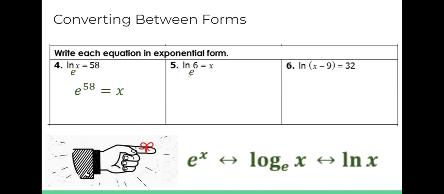So number 5, I have the natural log of 6 equals x. To rewrite this as an exponent, I toss in my base e: e to the x equals 6. And then number 6, again, this one's a little bit more complicated, I guess, because we have the parentheses here. But again, our order does not change. So I go ahead and toss in that base of e. To express this as an exponent, I have e to the 32nd equals x minus 9.